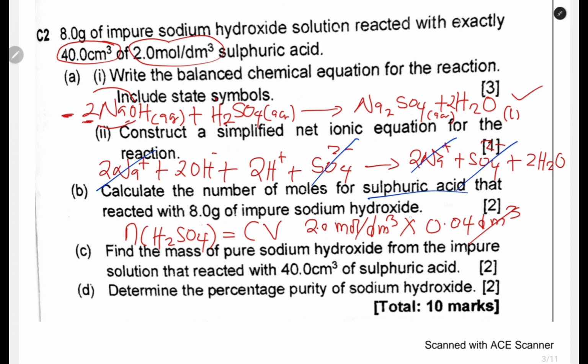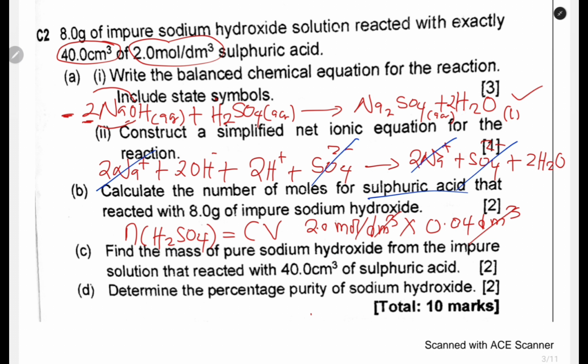And I hope you know how to convert. So we just have 2 multiplied by 0.04, which gives us 0.08 mole. So this is the number of moles of what? Sulfuric acid that reacted with impure sodium hydroxide. So that is how we find the number of moles. We've used the concentration and the volume that we have. Then the other question, which is question C.